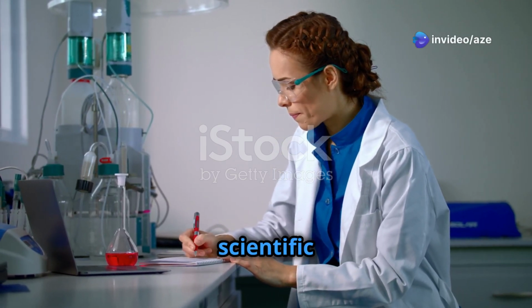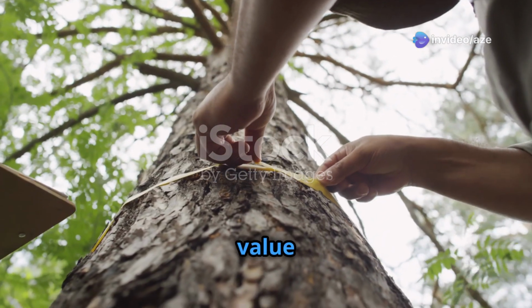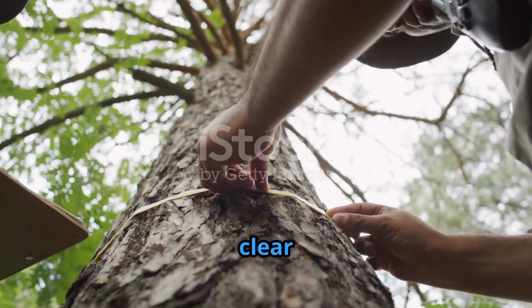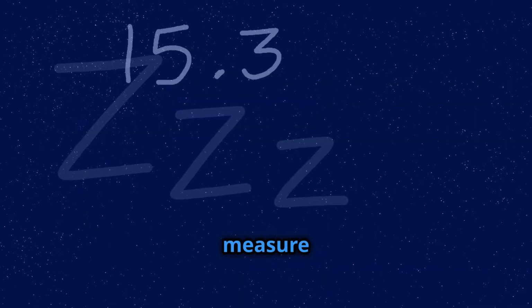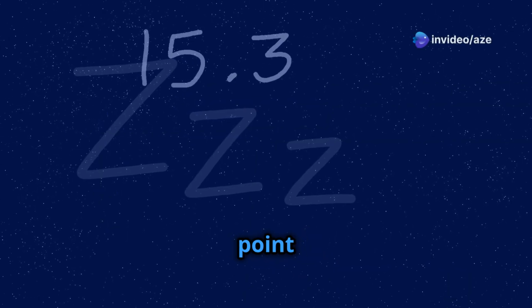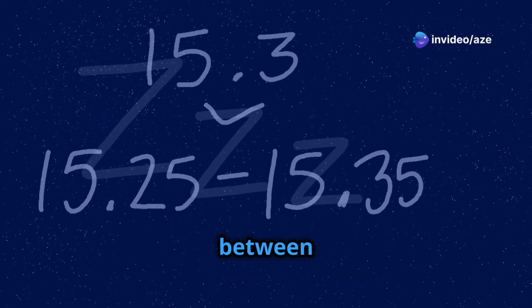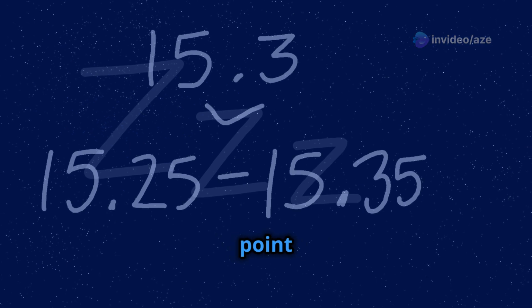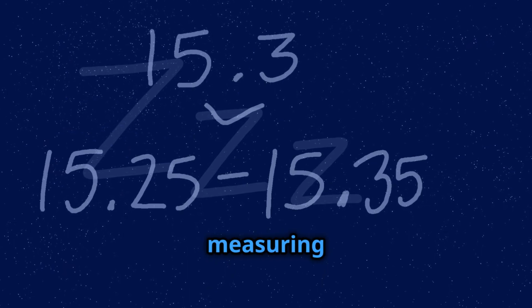They are crucial in scientific measurements and calculations. They tell us the range within which the actual value of a measurement falls, providing a clear indication of the precision of our tools. For example, if we measure the length of a piece of string and get 15.3 centimeters, we are implying that the actual length of the string is somewhere between 15.25 and 15.35 centimeters. This range is determined by the precision of our measuring instrument.